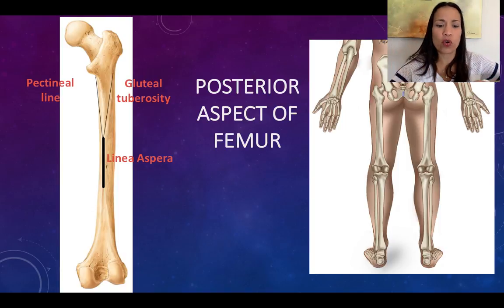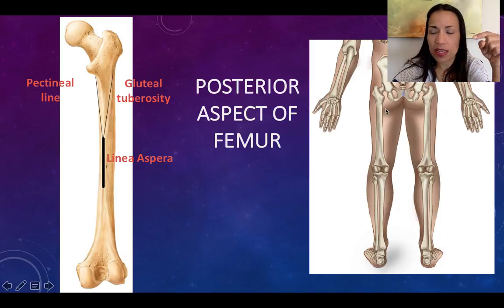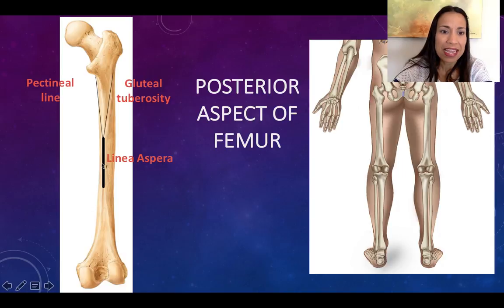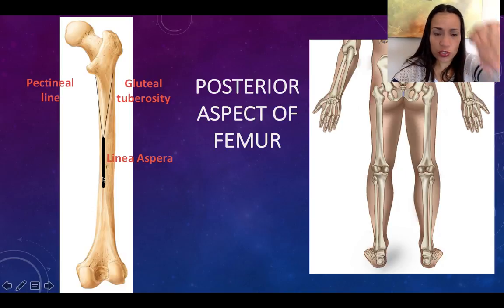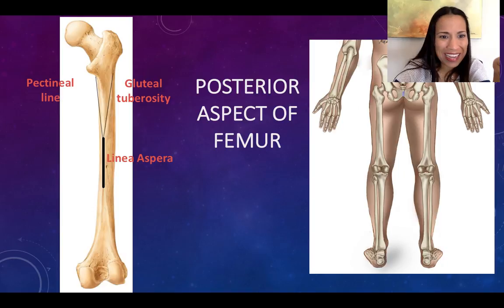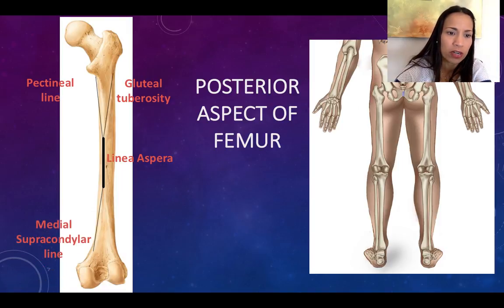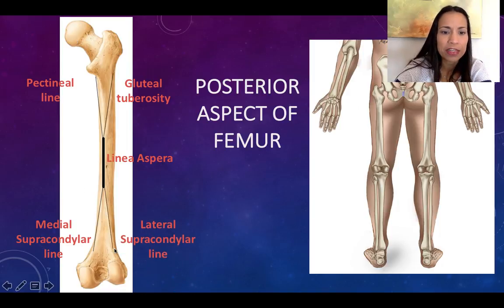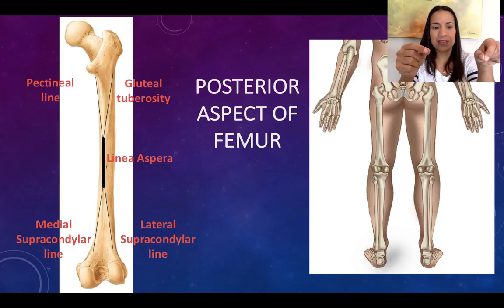This is how we are going to integrate all of these concepts. Well, let me finish this first. Down inferior to the linea aspera, we have two more lines. Can you see them in here? One and two. One is medial, one is lateral. This is the medial supracondylar line. It's medial because it's on the same side of the head of the femur. And the other one is the lateral supracondylar line. In there, muscles that move your leg originate.